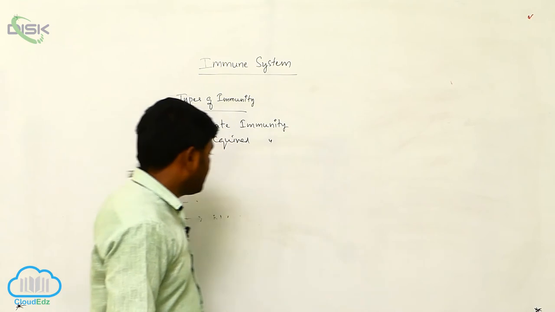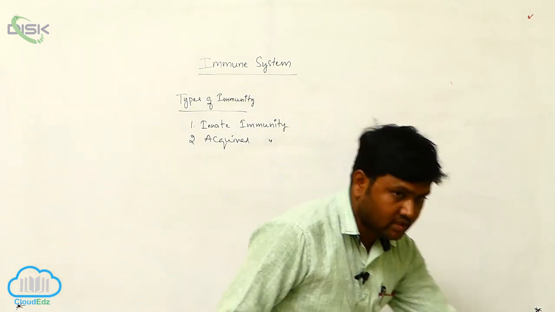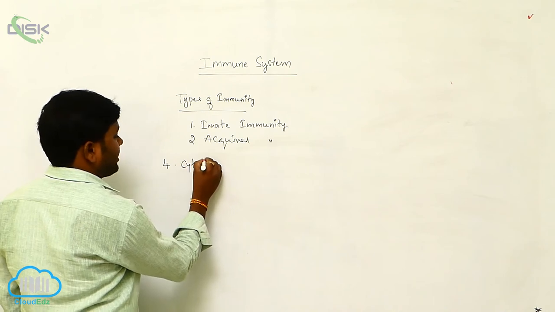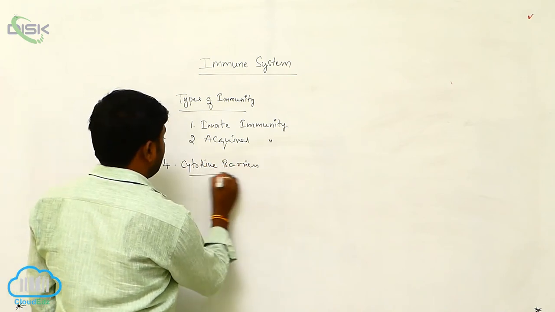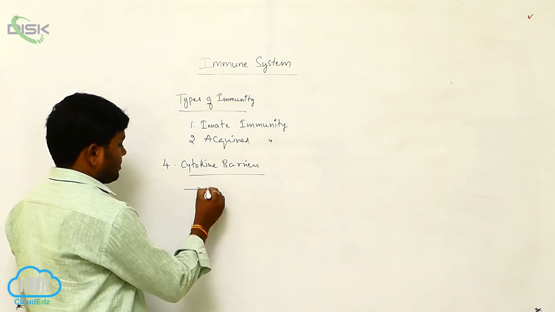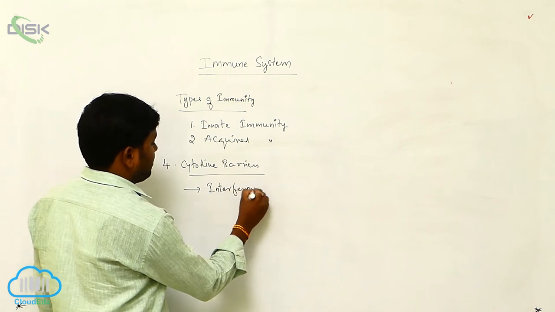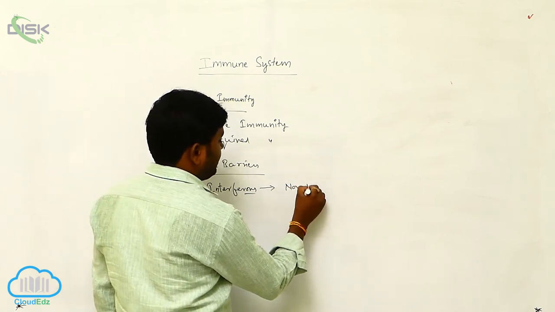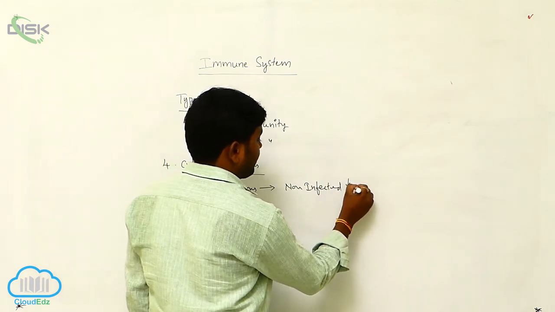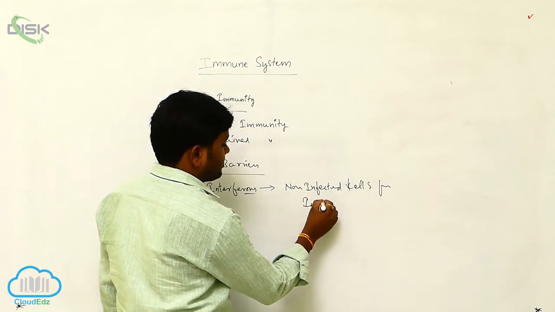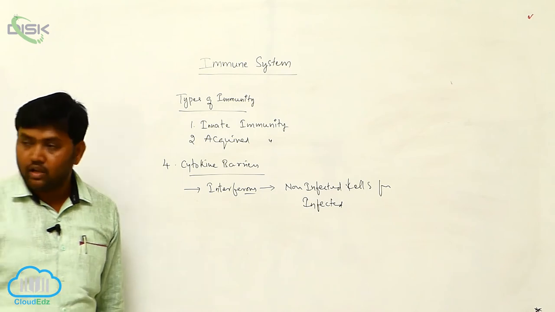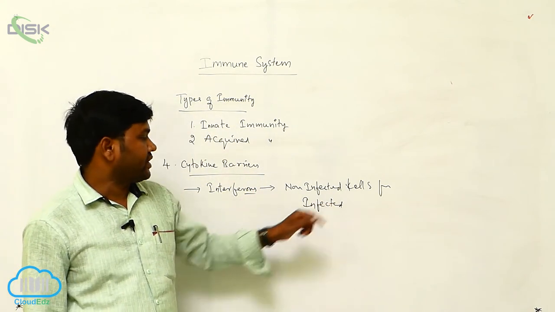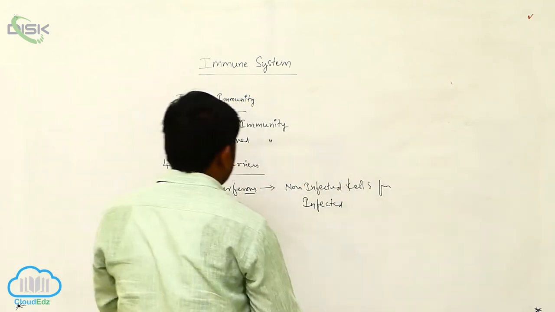Next, cytokine barriers. The cytokines are such as interferons, which protect the non-infected cells from the infected cells. So the cytokine barriers are such as interferons. They help to protect the non-infected cells from the infected cells.